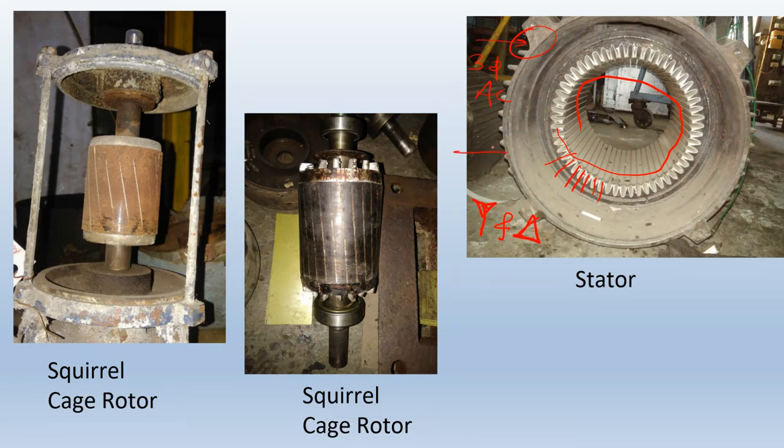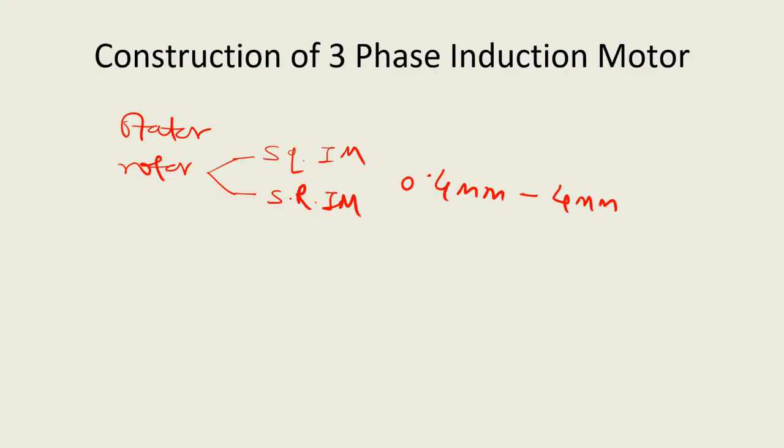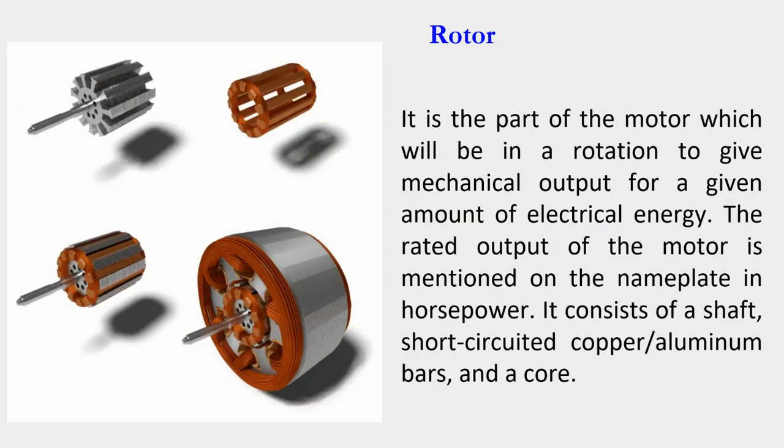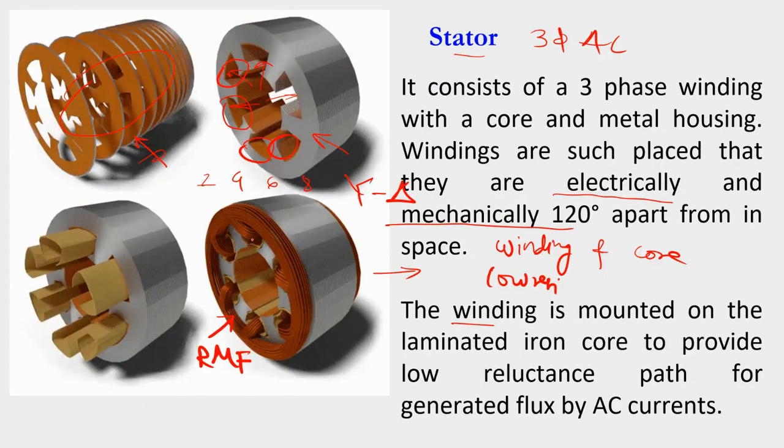Now this is called the stator frame, to protect the stator, and this stator core is made up of thin laminations of silicon steel like this. These are the thin laminations which are made up of silicon steel, that is magnetic material, and this is called the three-phase winding.